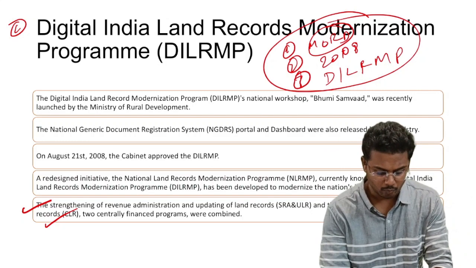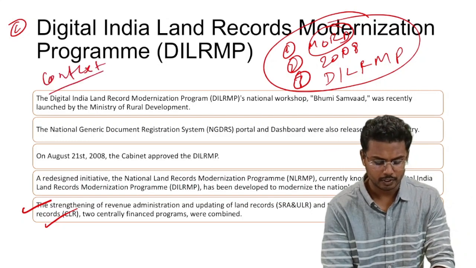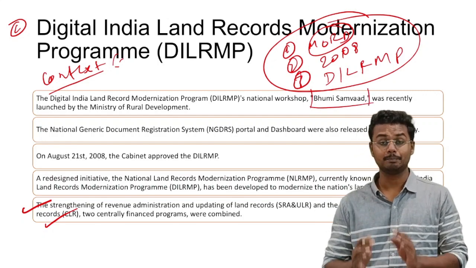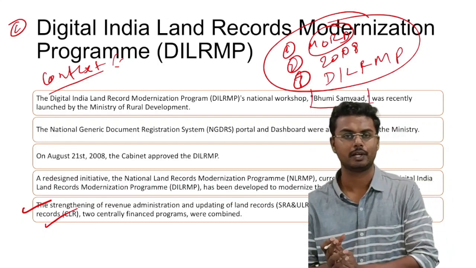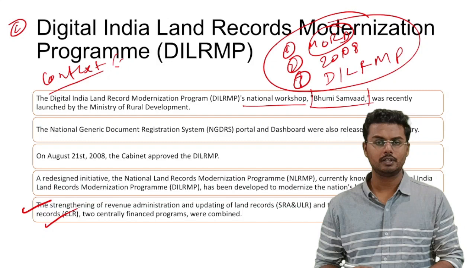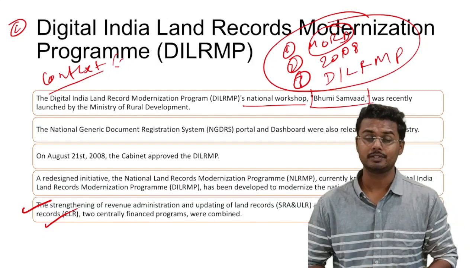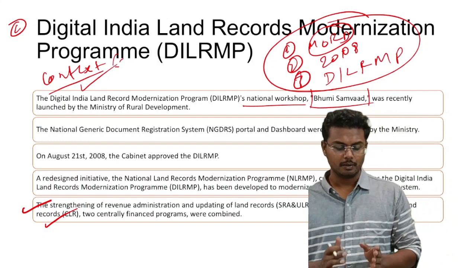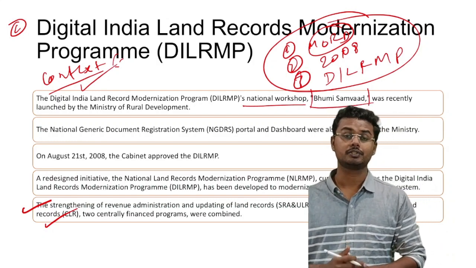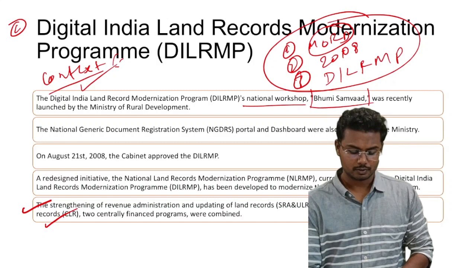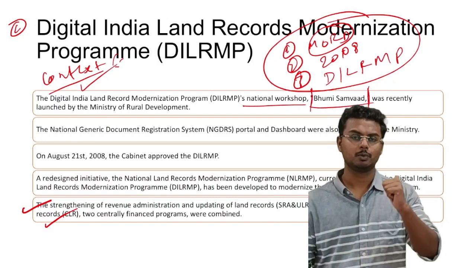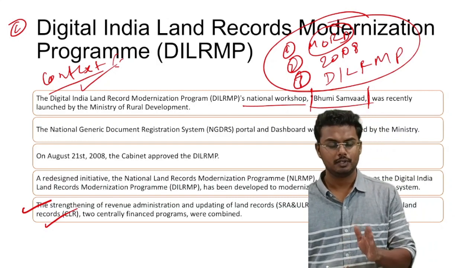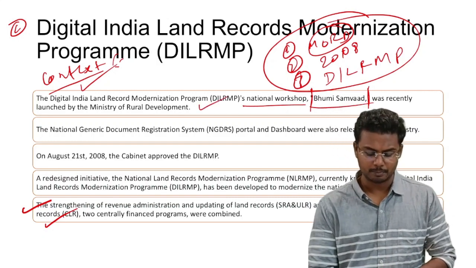And apart from that, what was the context? The context was that recently a national level workshop called Bhumi Samvad was organized, to create awareness regarding the Digital India Land Records Modernization Program. So that workshop was called Bhumi Samvad. That is the context, and this particular program is the brainchild of the Ministry of Rural Development. That is the first point.